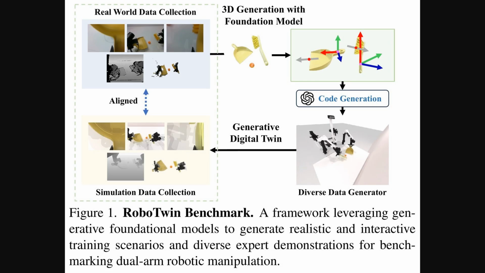So this figure gives us a great visual of the whole RoboTwin framework. It all starts with real-world data collection on the left. You can see it capturing both regular and depth images of a task. Then, the core of the system takes over. A foundation model, which is a large AI model trained on broad data, takes an image and generates a full 3D model. It even adds important spatial annotations, like the colored axes you see on the dustpan and brush. An LLM then uses these annotated models to generate robot code, creating thousands of expert demonstrations in a simulator. This whole process creates that generative digital twin.